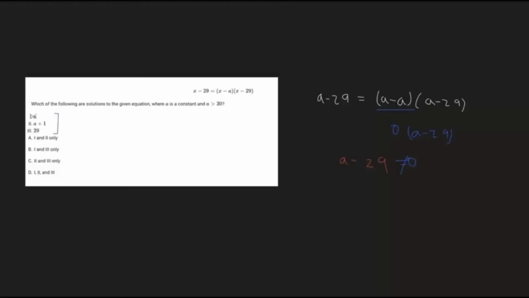And so any answer with solution 1 in it is going to be incorrect. So A is wrong, B is wrong, and even D is wrong. And we only have one answer choice left, and therefore that is answer choice C.